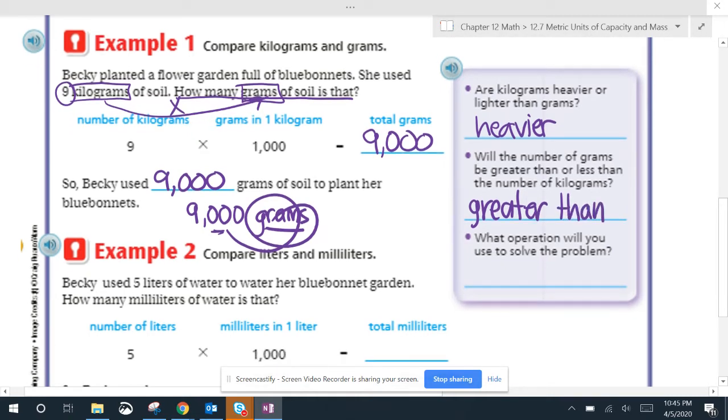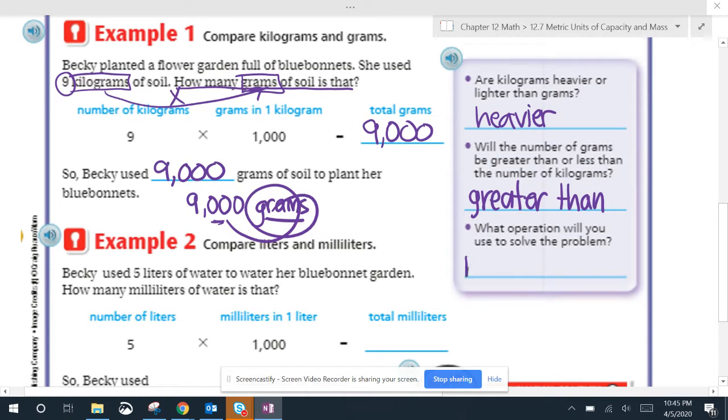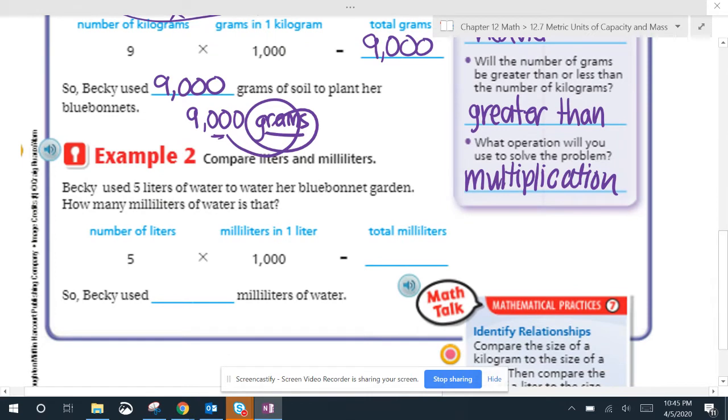What operation will you use to solve the problem? We already solved it using multiplication. I guess I should have completed that box before I solved it. That's okay though. That'll help me with the next one.